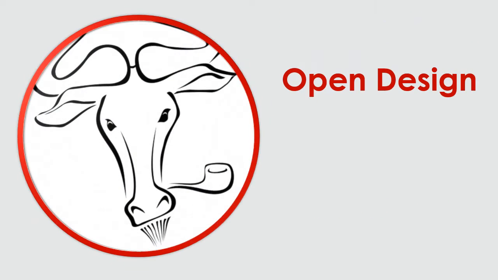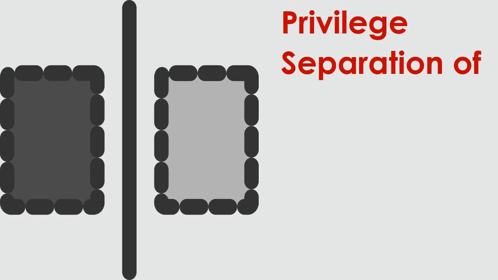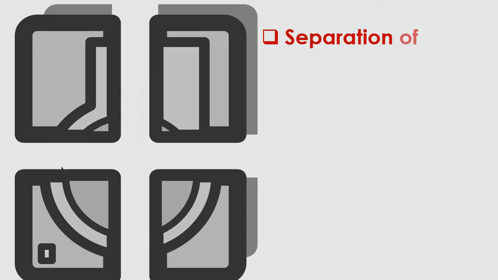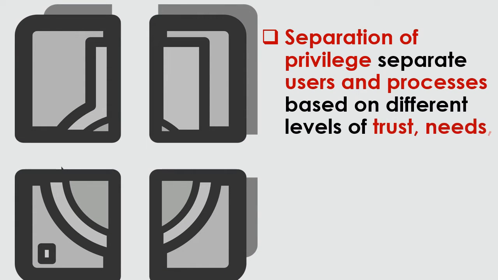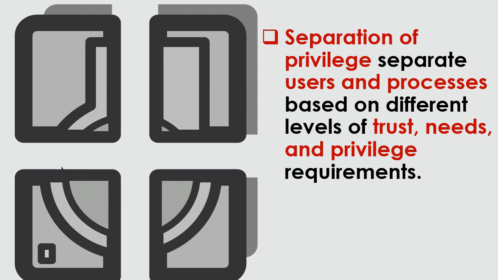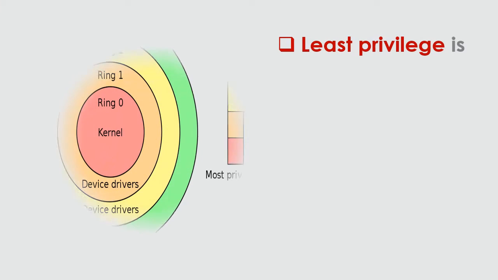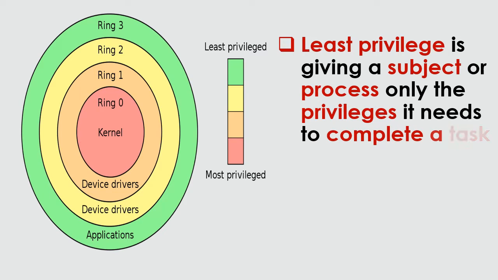Open design. Design should not be secret. Separation of privilege. Separate users and processes based on different levels of trust, needs, and privilege requirements. Least privilege. Least privilege is giving a subject or process only the privileges it needs to complete a task.